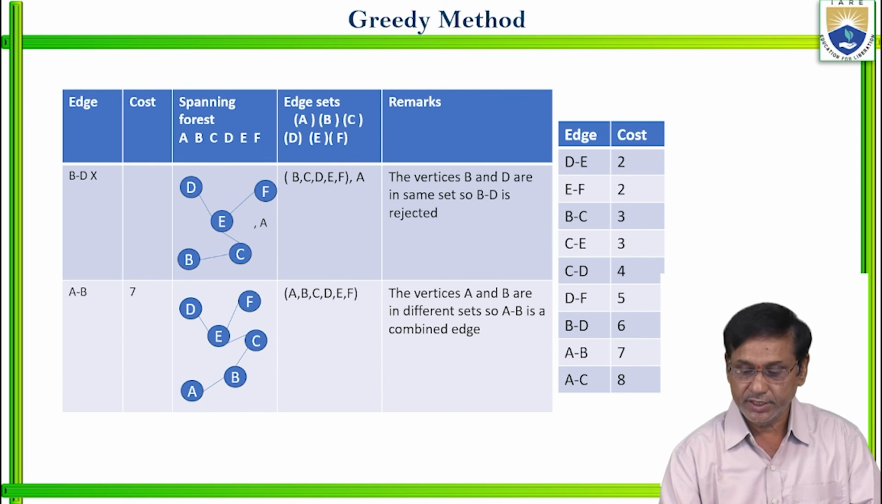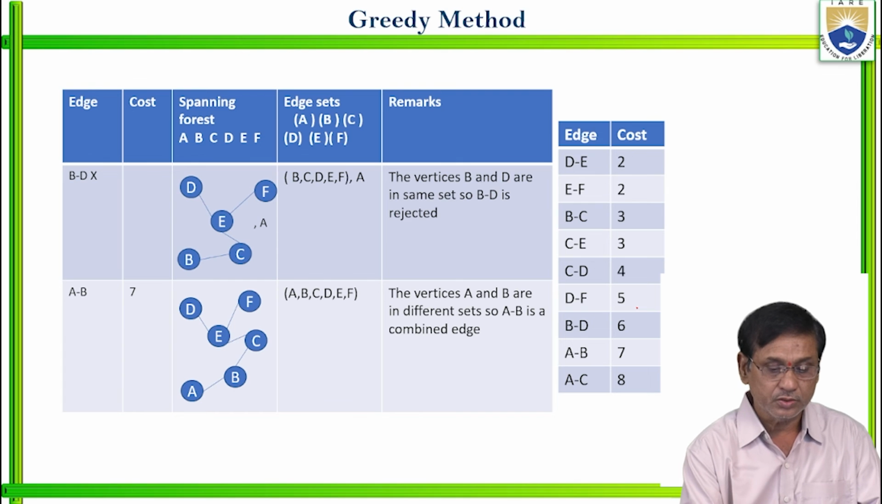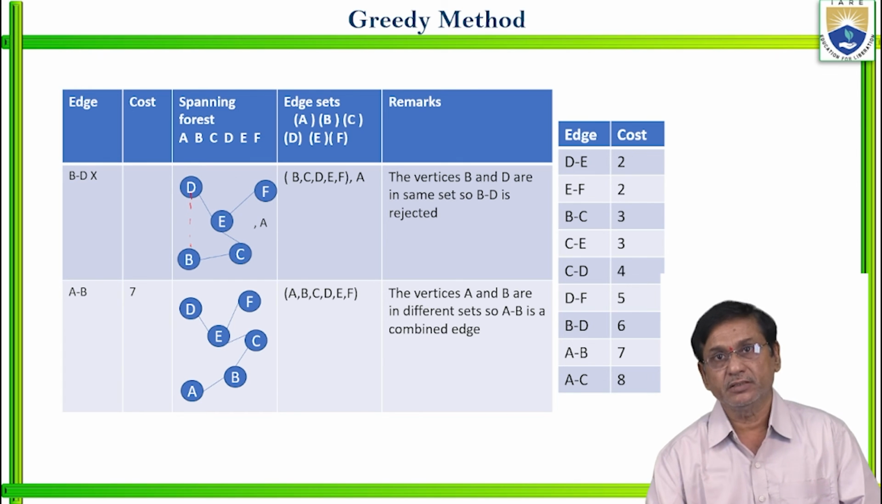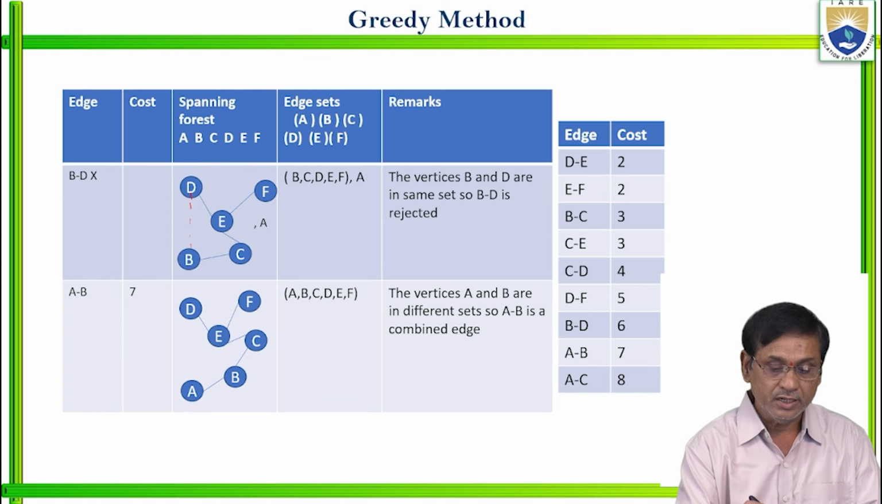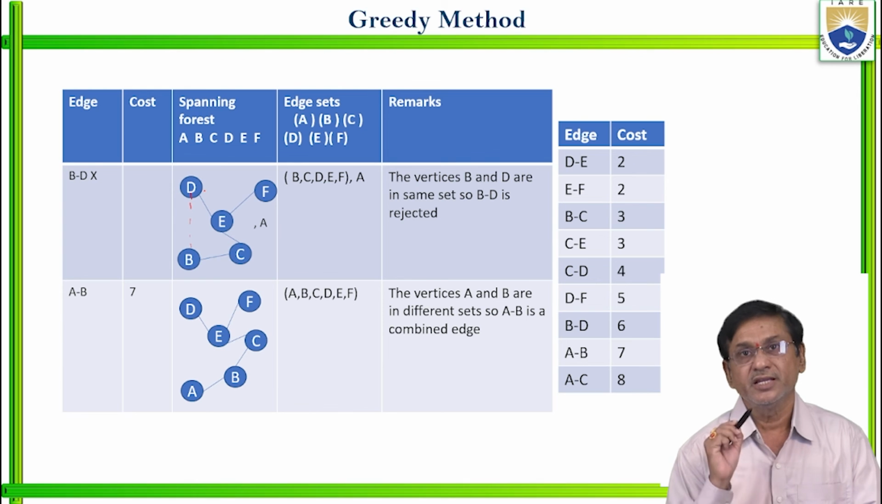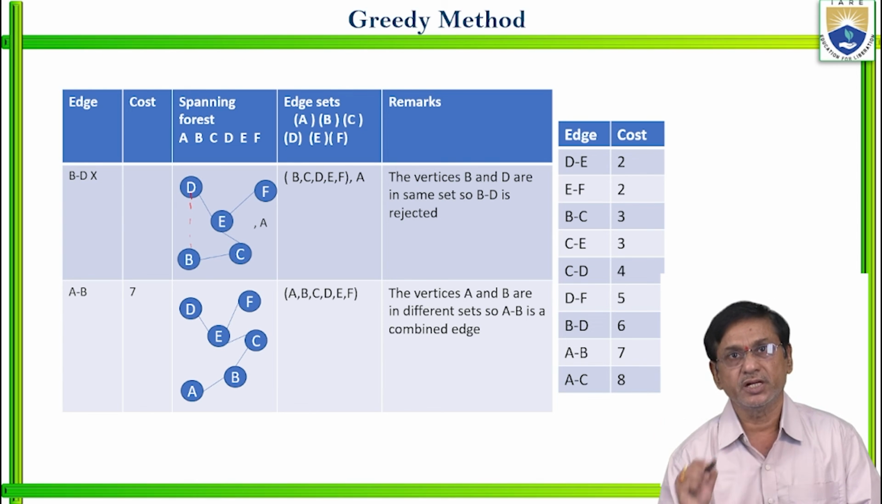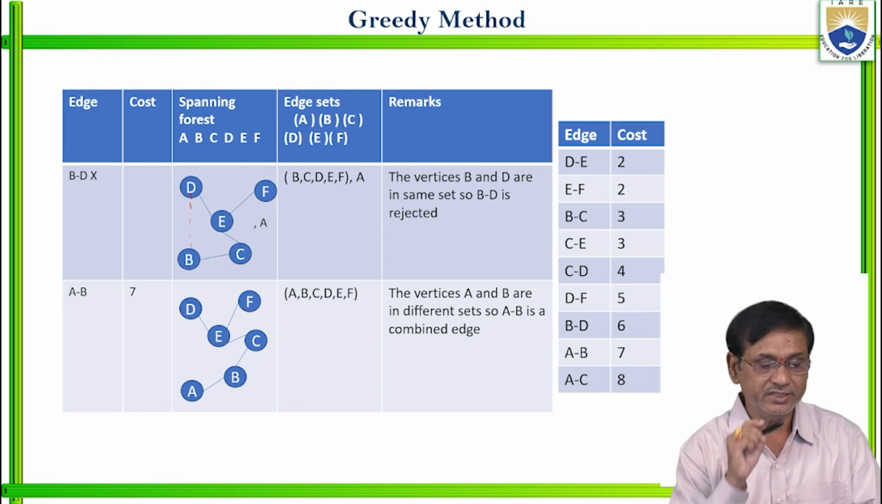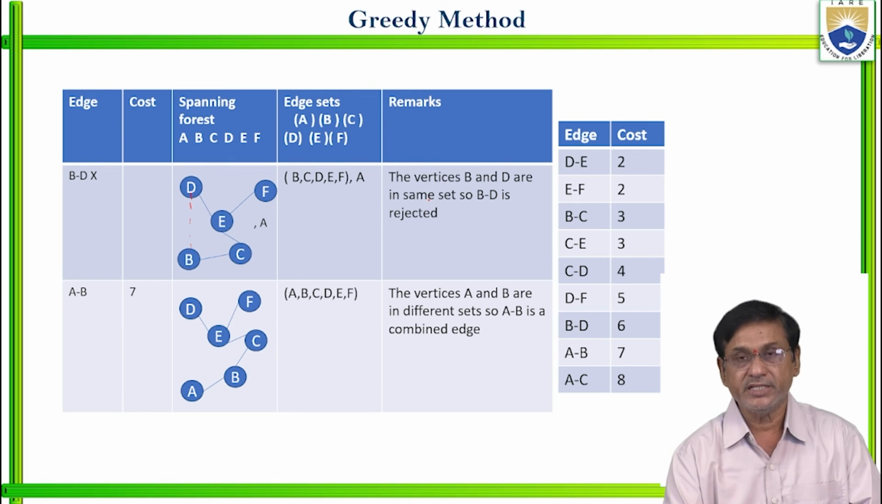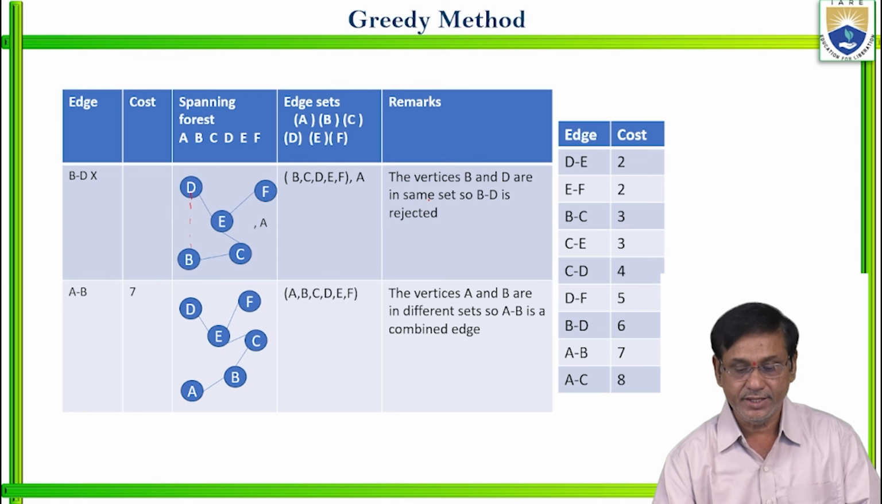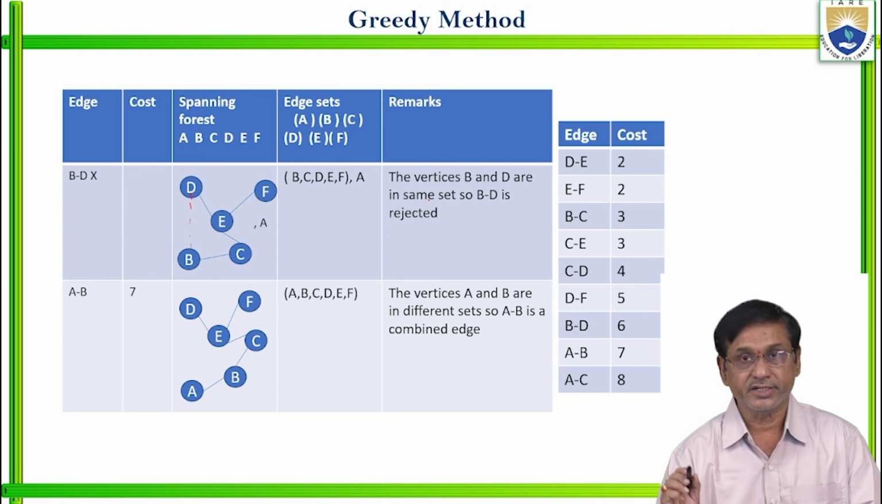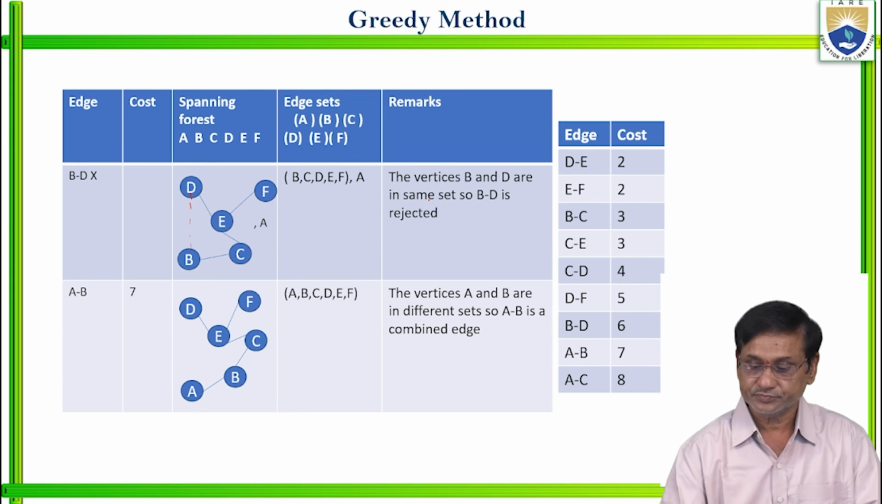Next, BD. If you join BD, again a cycle is forming. What is that cycle? BDECB is the cycle. While selecting any edge, a cycle should not form. So reject the edge BD because the vertices B and D are in the same set. So BD is rejected.